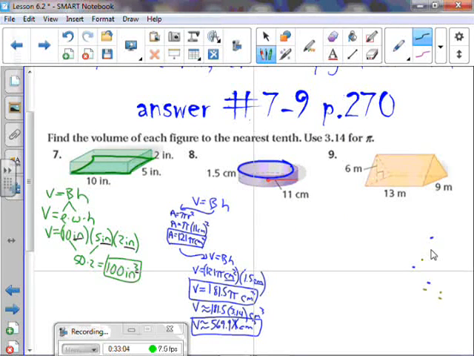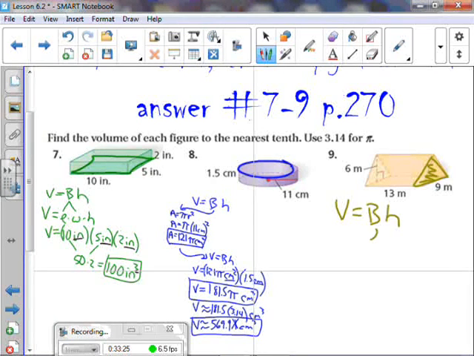Okay, and hopefully I'm still in yellow. And notice we have a triangular prism. The formula for finding the area of a prism has not changed. It is still volume equals base times height, except what has changed is our base is now a triangle.